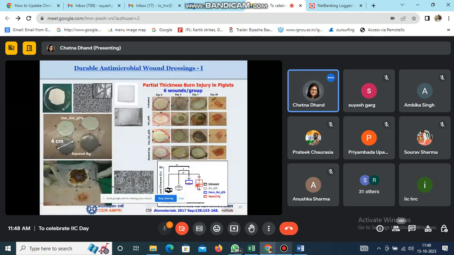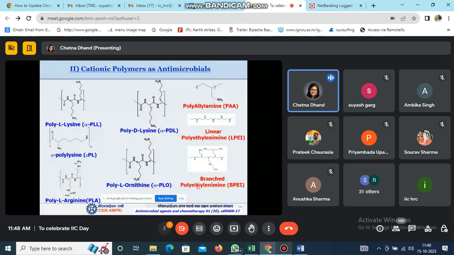Right now, these dressings are under clinical trials. Clinical trials means we have already tested it on pig, but it has to be tested on humans also. Only then can the FDA approval and all be made and it can be utilized for humans. So the clinical trial is right now in progress.